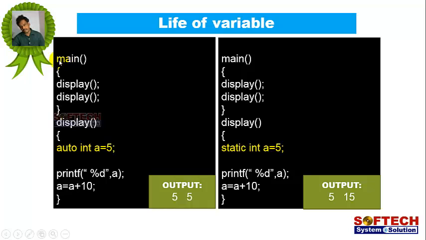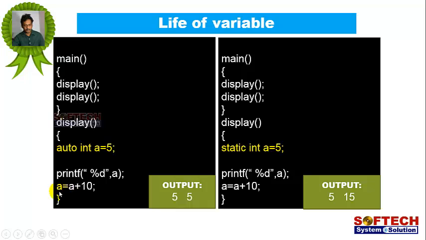At the time of execution, it starts from main, and where the function is called, control transfers to the display function. Then it allocates 2 bytes of memory. The default value is garbage value, but here we initialize it, so 5 is assigned to a. The value of a is 5. Printf: here we display 5. It will display 5 only.